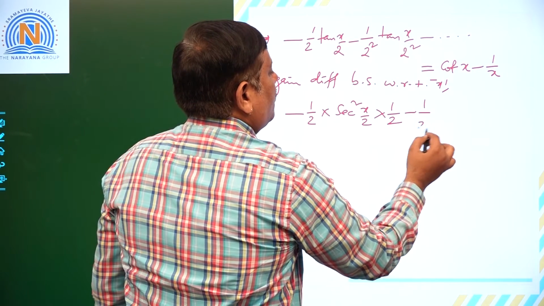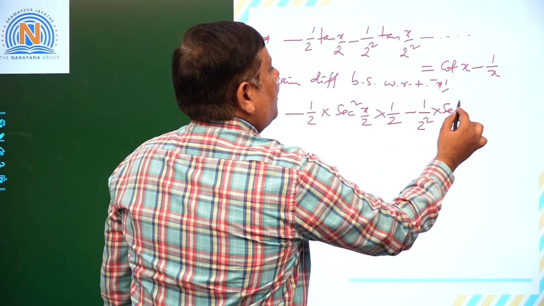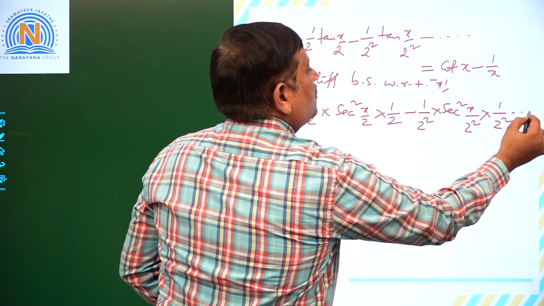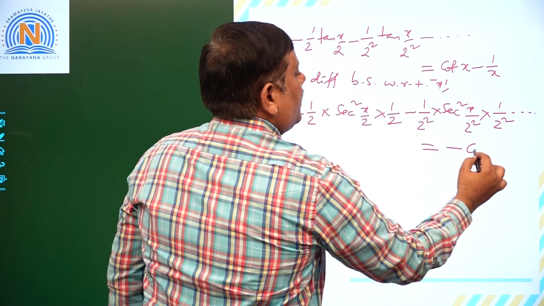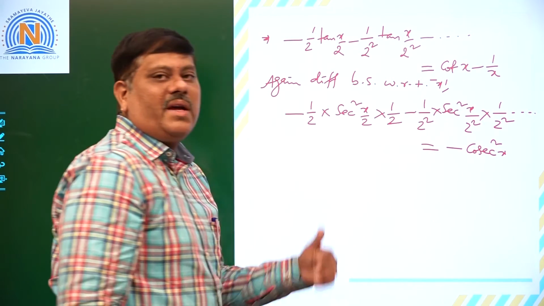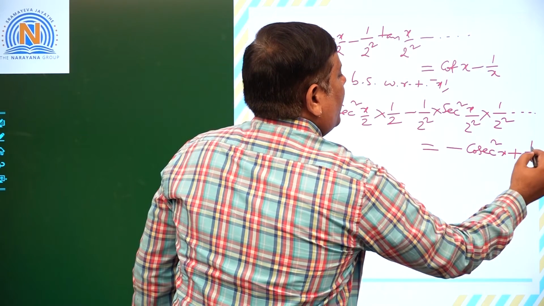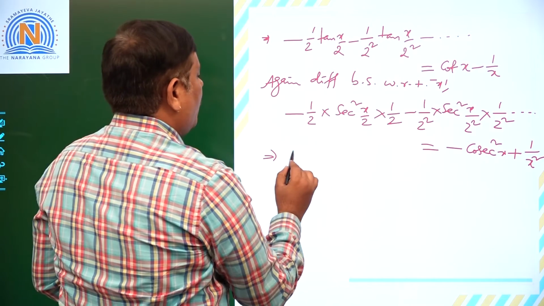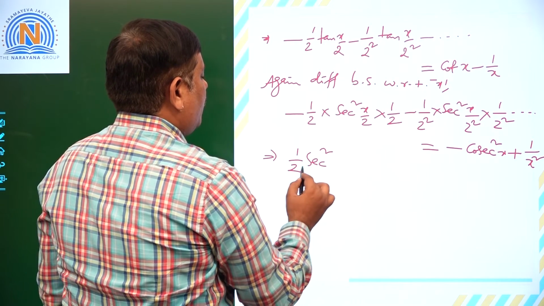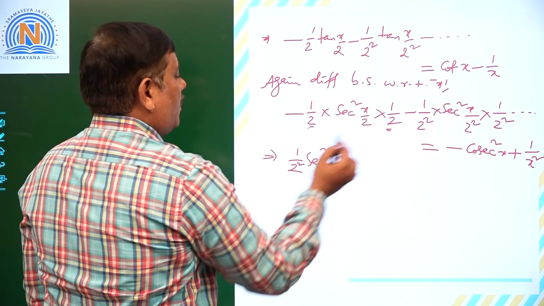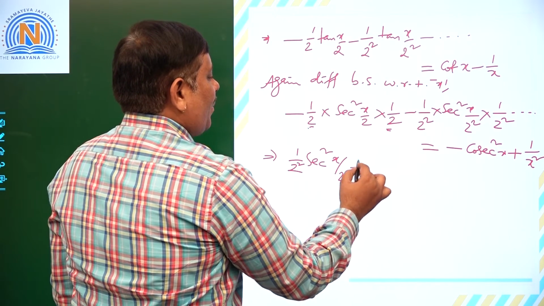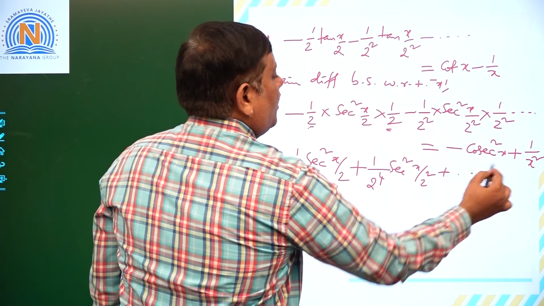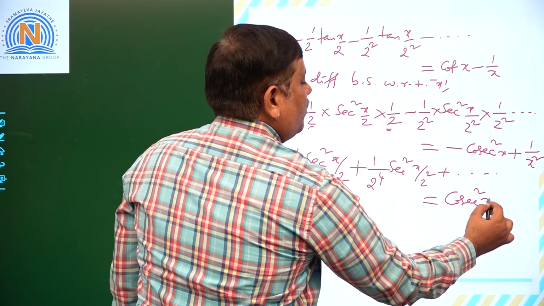Minus, here also 1 by 2 square is a constant. Derivative of tan is secant square of x by 2 square into derivative of x by 2 square, which is 1 by 2 square, chain rule, and so on. That is equal to cot x, derivative is minus cosecant square x, and minus 1 by x, derivative is plus 1 by x square. Now if you simplify, you are going to have 1 by 2 square secant square x by 2, plus 1 by 2 power 4 secant square x by 2 square, plus so on, is going to be cosecant square x minus 1 by x square.